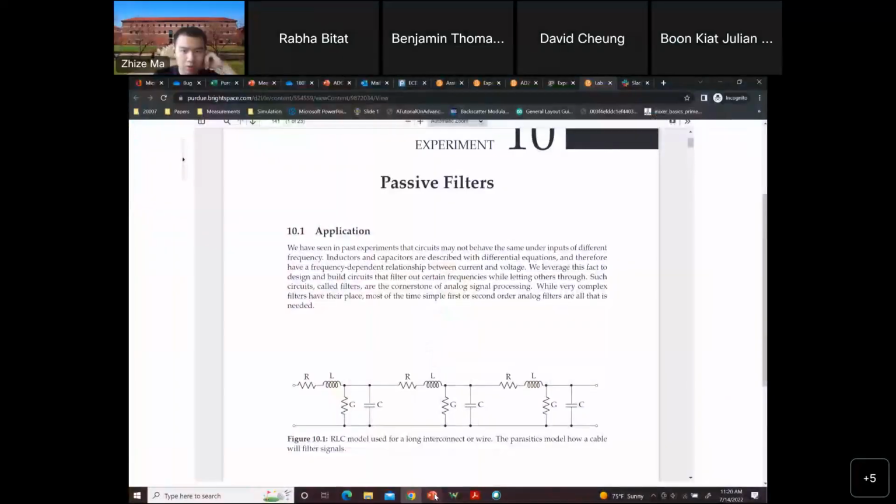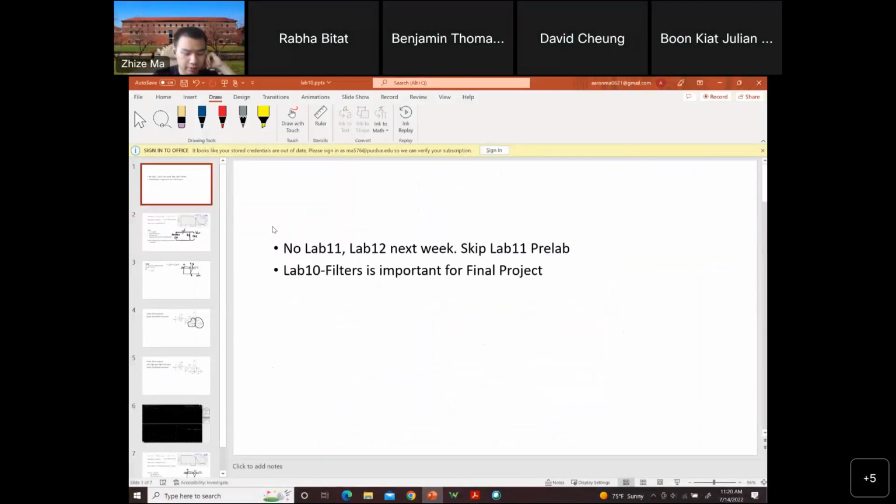Before we talk about Lab 10. Okay, right, so let's talk about Lab 10. So first of all, next week, the Tuesday, we will skip Lab 11 and do Lab 12. So when you do the pre-lab, make sure you're doing the pre-lab for Lab 11. I mean Lab 12.